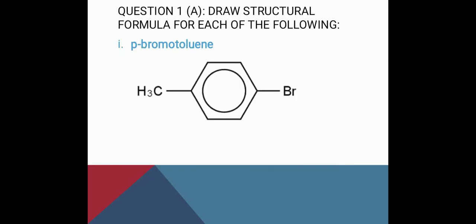Next, for question 1a, draw the structural formula for each of the following. Number 1, p-bromotoluene. Alright, so p here stands for para. As we can see, this is the para structure, and bromo here, and toluene. This is the toluene, bromo.